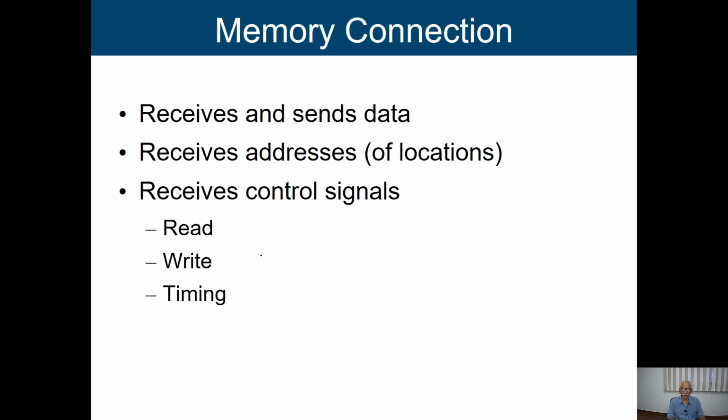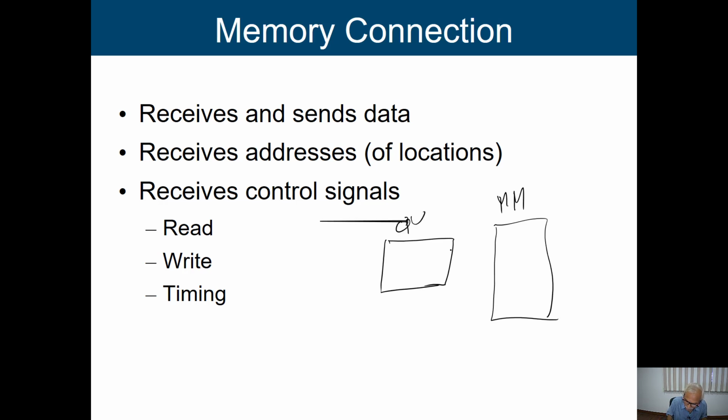So what will happen? We are going to receive and send data and receive the address or location. Because if this is our main memory, and if this is our processor CPU, then we have a data bus. Through the data bus, we are going to transfer the data. We have an address bus. We are going to provide the address of the memory location that we are going to work with, and we have a control bus through which we are going to get control signals.